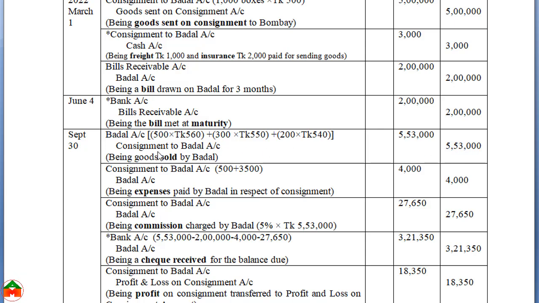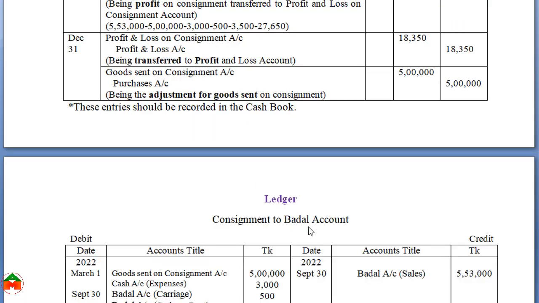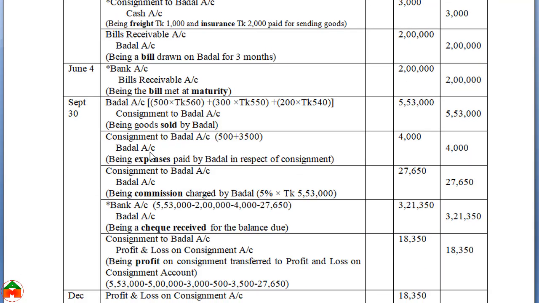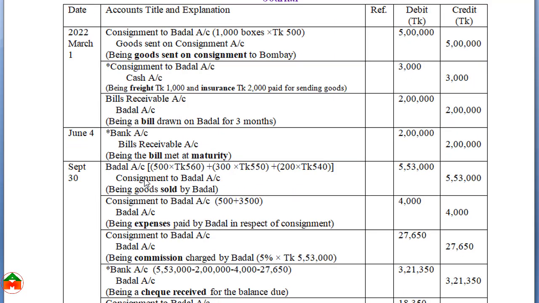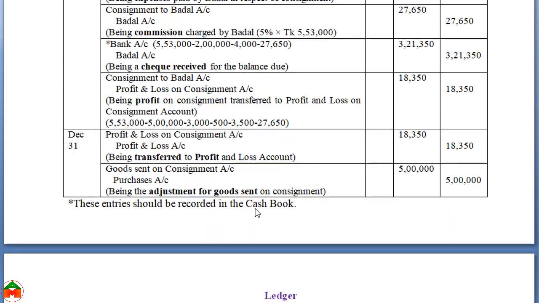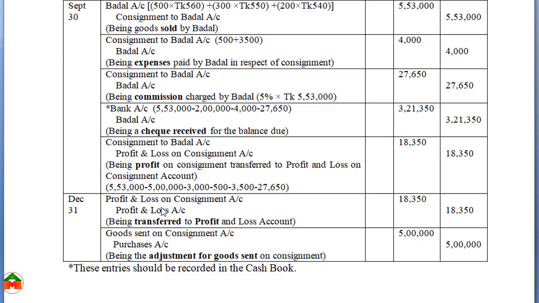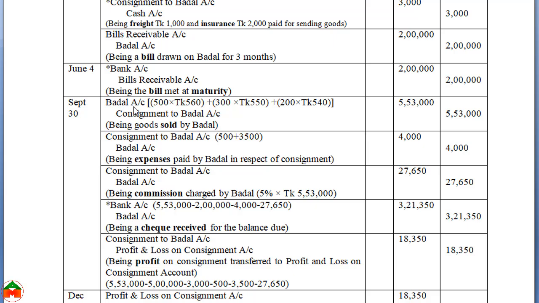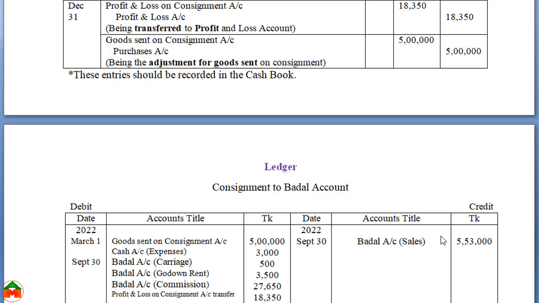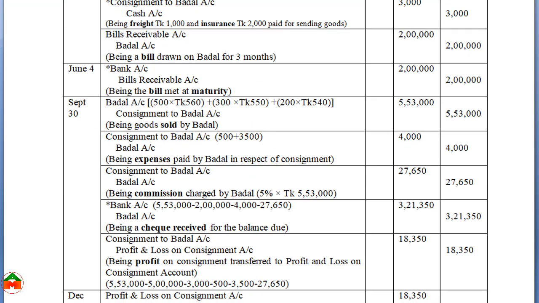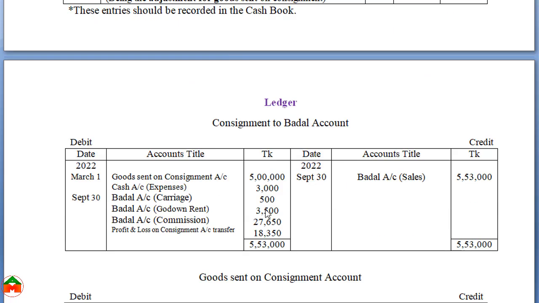So we are preparing the ledger of consignment to Badal, and here consignment to Badal is shown on the credit side. So this amount is written on the credit side, and the title would be the debit one. We can see the Badal account. So here Badal account debit. In the same way, we can see consignment to Badal debit 4,000. So we should write the debit 4,000.